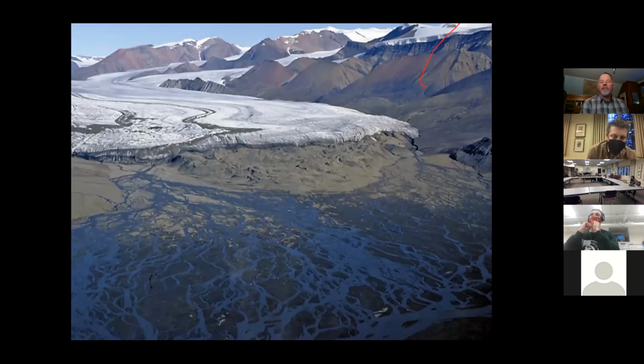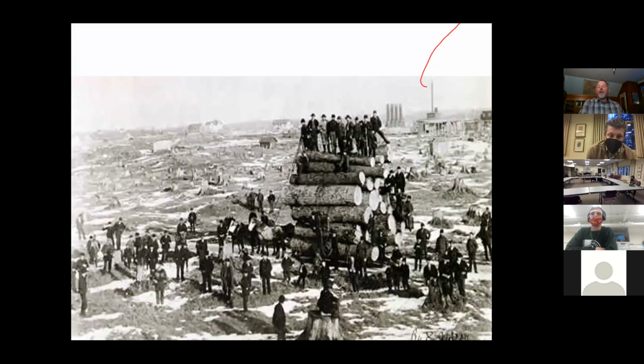This is actually from an alpine setting in Alaska, but the same process occurred in Michigan, only on a much bigger scale. Glacier here, this kind of hummocky, rough-looking terrain is glacial sediment that was deposited directly by the ice. Streams are flowing out in front of the ice, and they're carrying sediment, and they have a tendency to build a very flat plain.